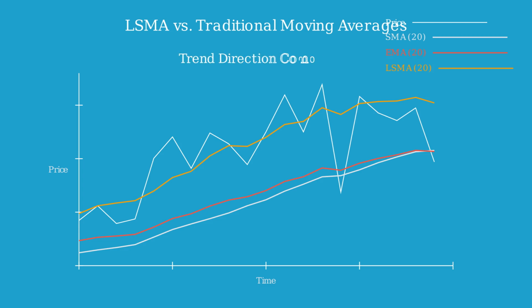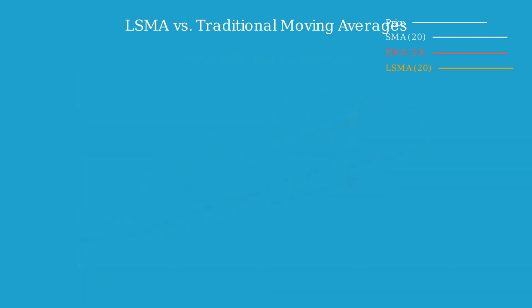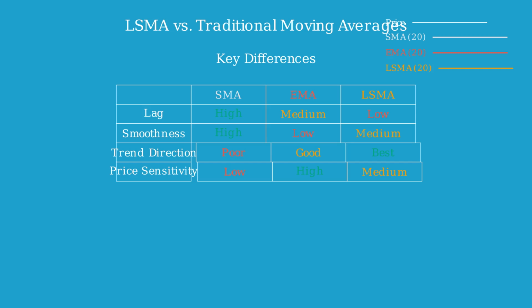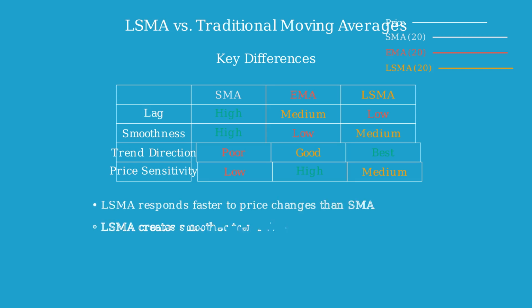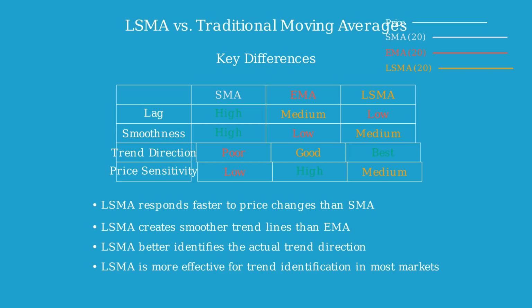While EMA gives more weight to recent prices, LSMA considers the overall trend direction, creating smoother lines that better represent the actual trend. Let's summarize the key differences between these moving averages. LSMA offers the best balance of low lag, moderate smoothness, and excellent trend direction identification. In conclusion, LSMA responds faster to price changes than SMA, creates smoother trend lines than EMA, and better identifies the actual trend direction, making it more effective for trend identification in most market conditions.